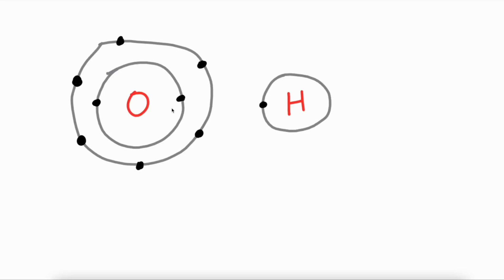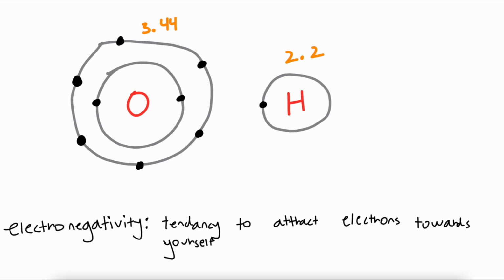Let's take a closer look at how this covalent bond can form. So we have here a fully drawn out oxygen atom and hydrogen atom. Apologies for my lopsided circles. Remember also that oxygen has an electronegativity of 3.44 and hydrogen has an electronegativity of 2.2. Remember that electronegativity is just the tendency of an atom to attract electrons towards itself. This oxygen atom has 6 valence electrons and wants a full octet containing 8. This hydrogen offers 1 valence electron.